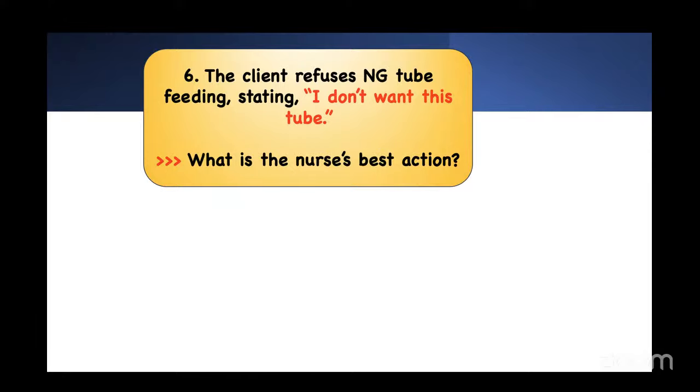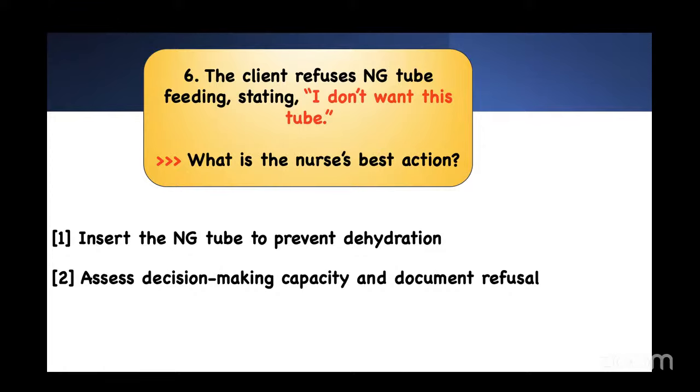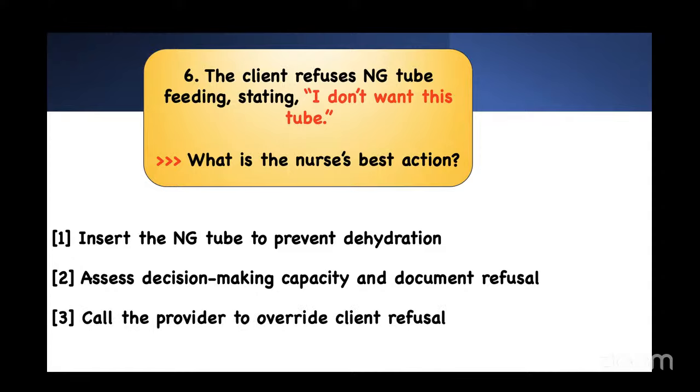Go back to ethics and fundamentals. The videos on ethics, these are the things you have to master. You insert the tube to prevent dehydration because the patient is dehydrated. The patient said, I don't want a tube. Do you assess their decision-making capacity and document their refusal? Do you think that is a good idea? Do you call the provider to override client refusal? Call the doctor and say, hey, patient doesn't want it. Can you come and override it so that I can go ahead and insert it?